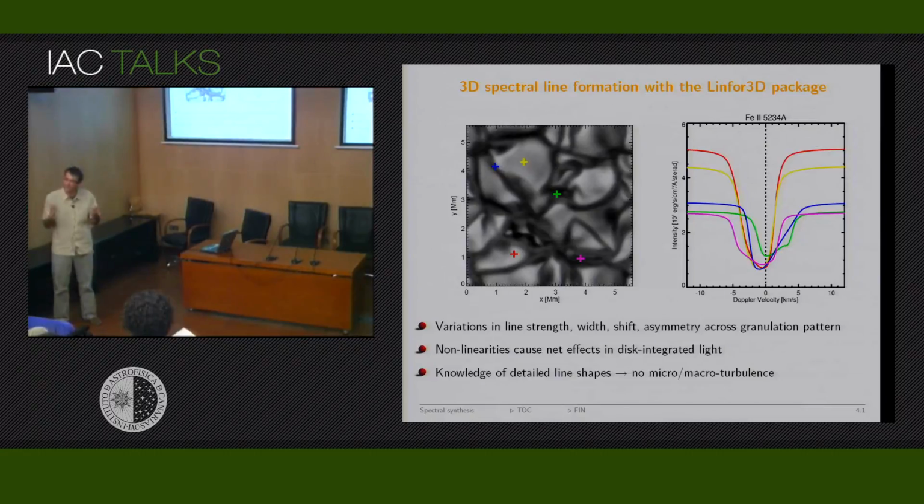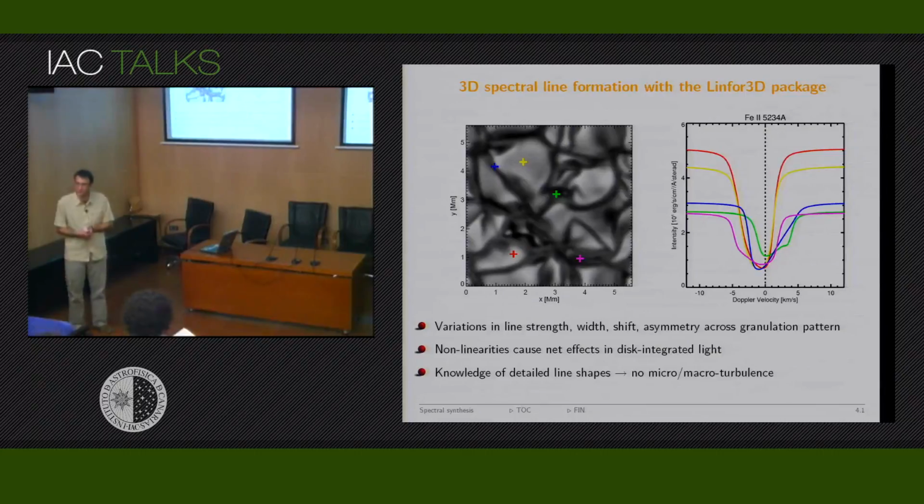Of course, we usually do not have the luxury to observe stars like the sun spatially resolved. But nevertheless, due to the non-linearities in the line formation process, even in disk-integrated light, residual effects of these variations of the line profiles across the stellar surface are still present and, by construction, would not be possible to catch with standard one-dimensional models.